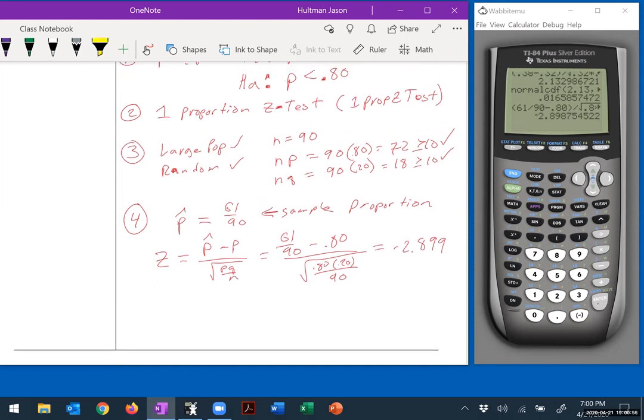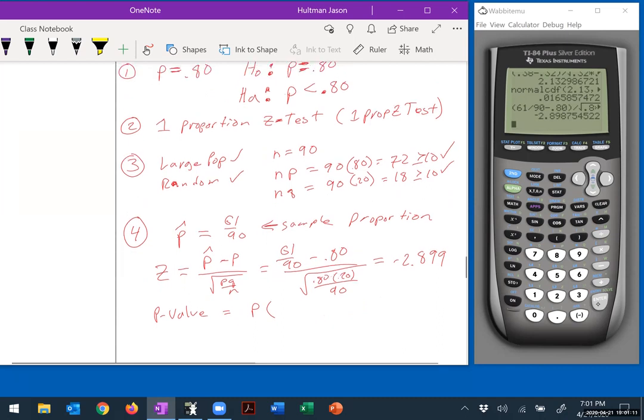Okay, so what's my p-value in this case? The p-value is the probability that I would be less than, right? Because again, going back to our alternative, it's less than, it's lower. The probability that z is less than negative 2.899.